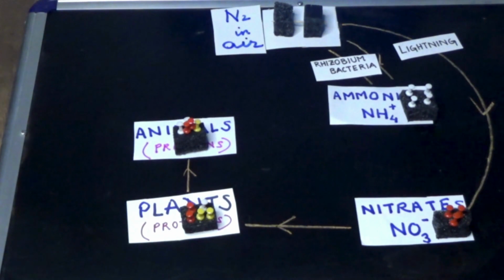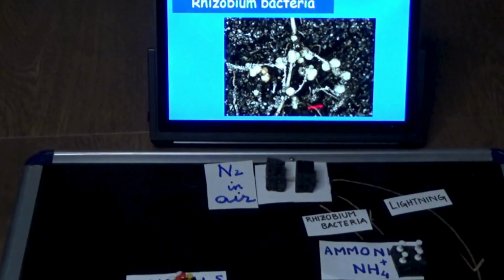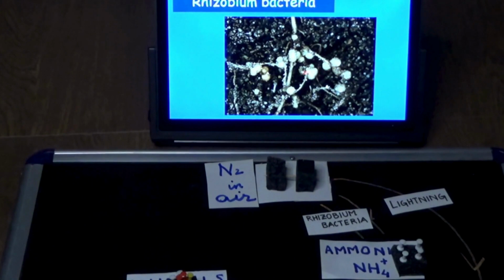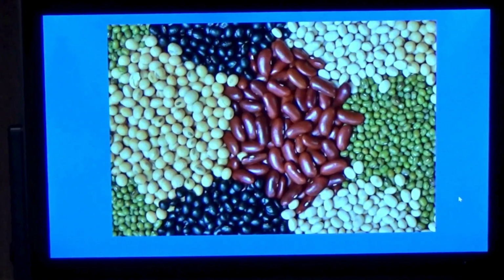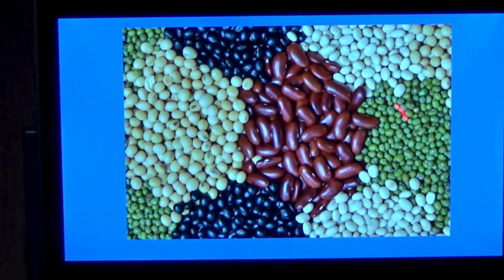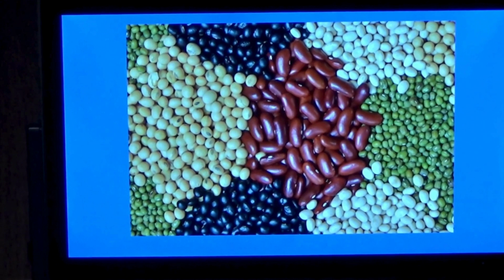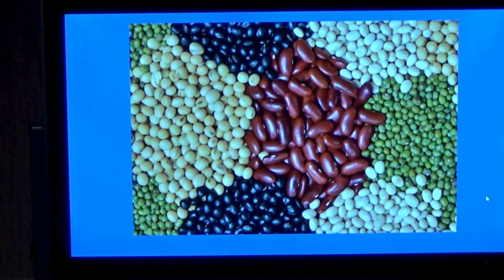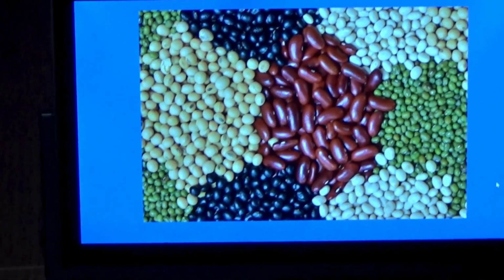There are root nodules in some plants, as we can see on the screen, and primarily these root nodules are present in pulses and grams, where these rhizobium bacteria live and make this free nitrogen available in the soil as ammonium ions. So this way some nitrogen is trapped as ammonium ions.